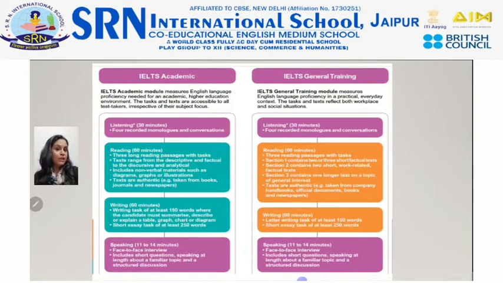Now again, a variation is here in the writing section, because in the general section you just have 2 tasks: a letter writing task, which is of 150 words, and a short essay, which is again for 250 words. And last is the speaking assessment, which again remains the same as discussed in the previous slide.